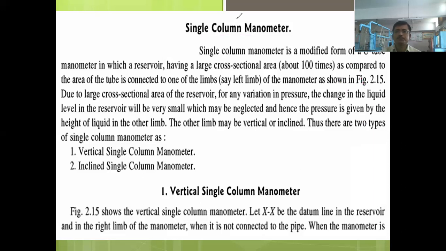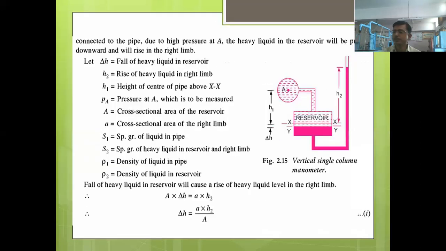The thing is that in the simple U-tube manometer, we have to measure both readings, both side heads. Suppose this is the simple U-tube manometer. We measure the H1 value, we measure the H2 value, and then we put the H1 and H2 values in that equation formula and then do the calculation.